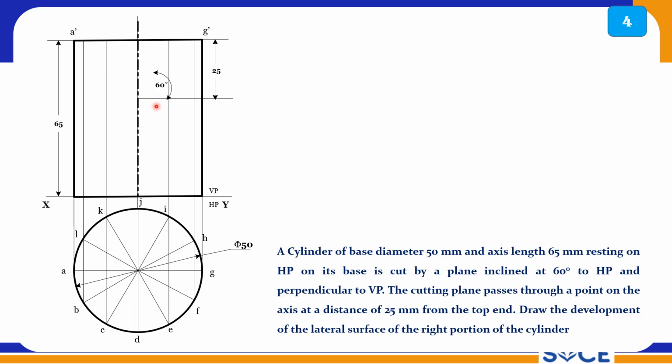So at 60 degrees, at 25 mm from the top base, the cutting plane passes through this axis at 60 degrees. So this is the left portion and this is the right portion. We need to develop only this much. Here this is the cutting base. So this is the cutting point where you have two cutting points.